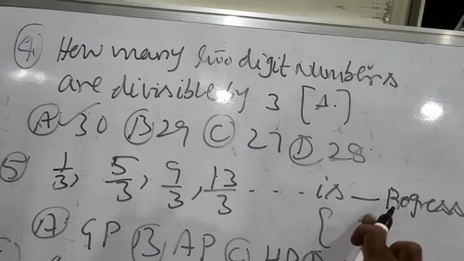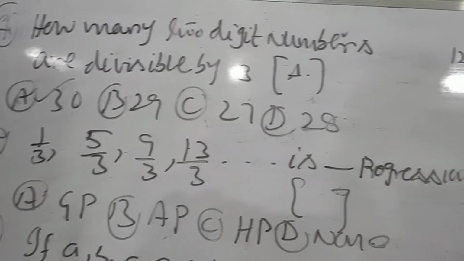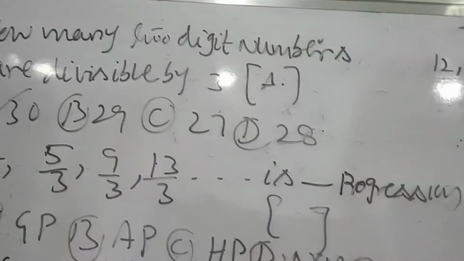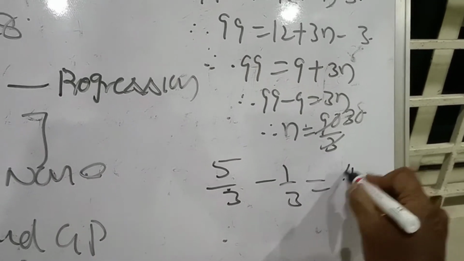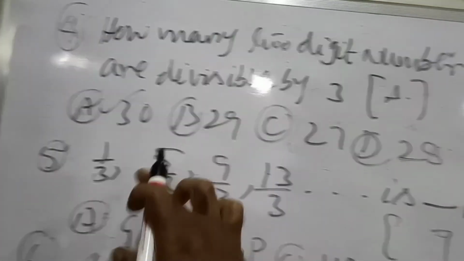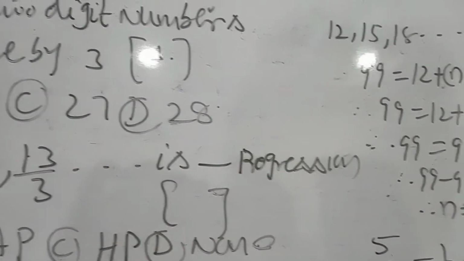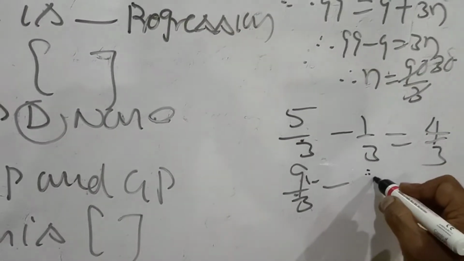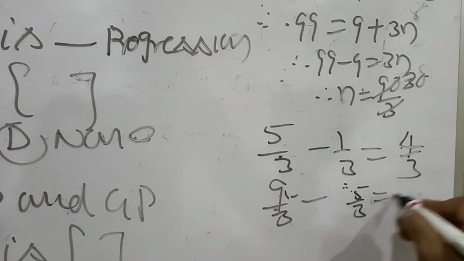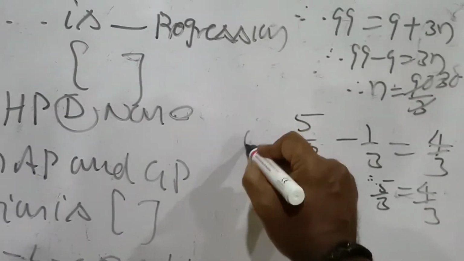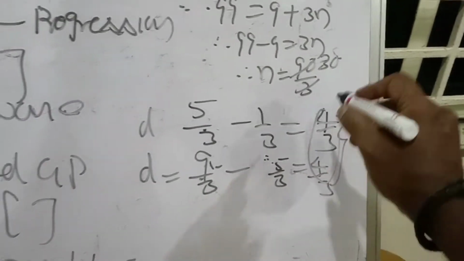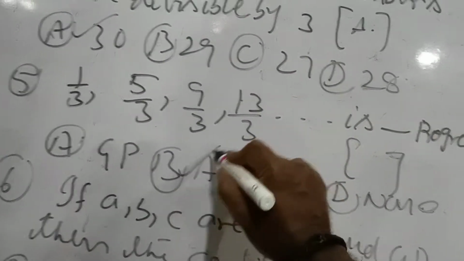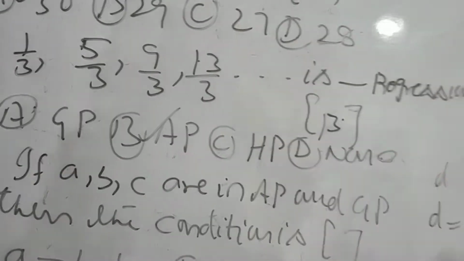Next question. In this progression, what type of progression is this? So, observe the common difference: 5 by 3 minus 1 by 3. Similarly, 9 by 3 minus 5 by 3, 4 by 3. So, the common difference is always 4 by 3. Therefore, it is in AP. The option is B.